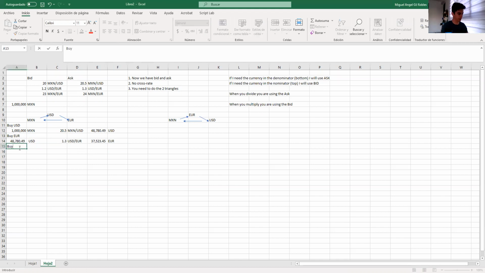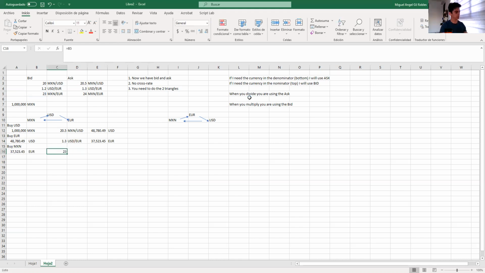Finally, we need to buy pesos. So I bring the amount of euros that I have, and I need to convert euros to pesos. So which rate will I use? This or this? So I need to decide if it's bid or ask. What do I need? I need pesos. Pesos are on top this time, right? So I need to use bid because of this rule.